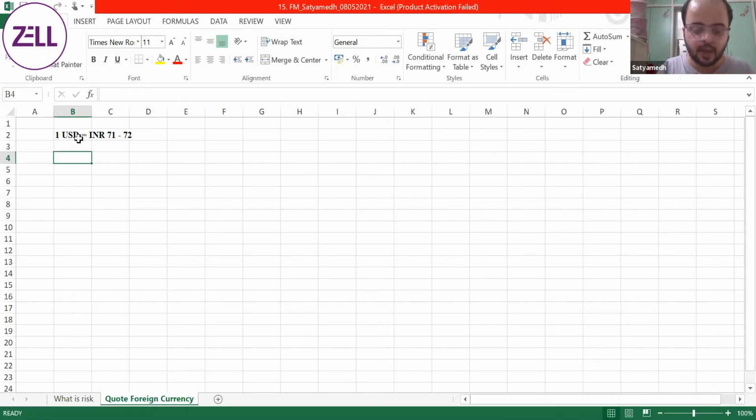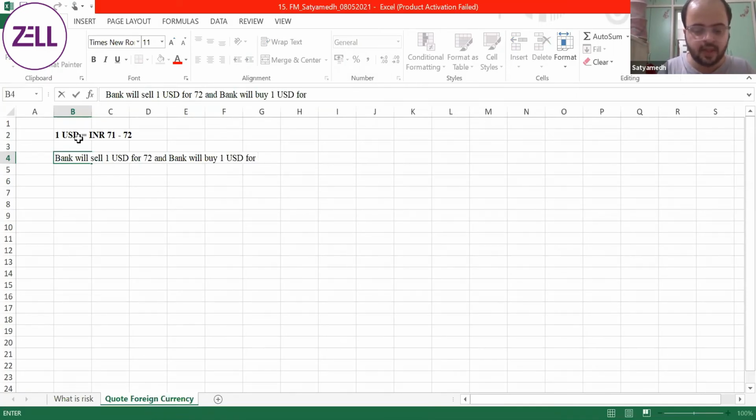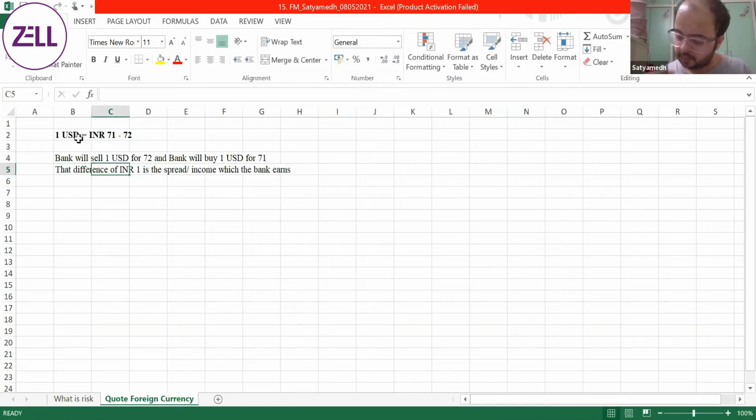Now, bank will sell $1 for 72 and bank will buy $1 for 71. That difference of INR 1 is the income which the bank earns. Are you with me so far? Yes, sir.